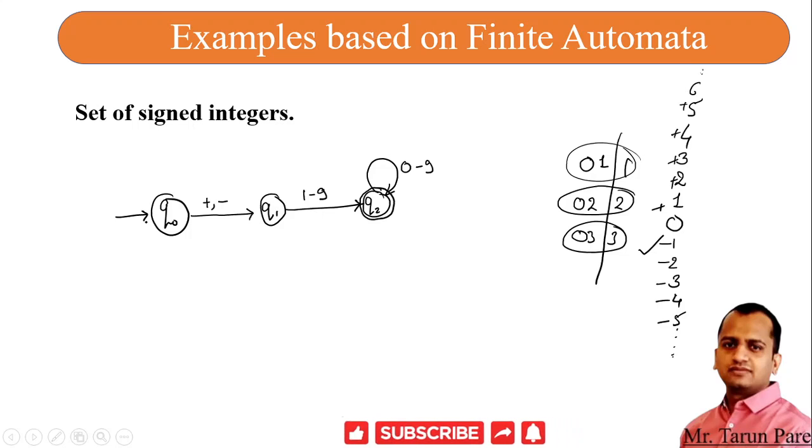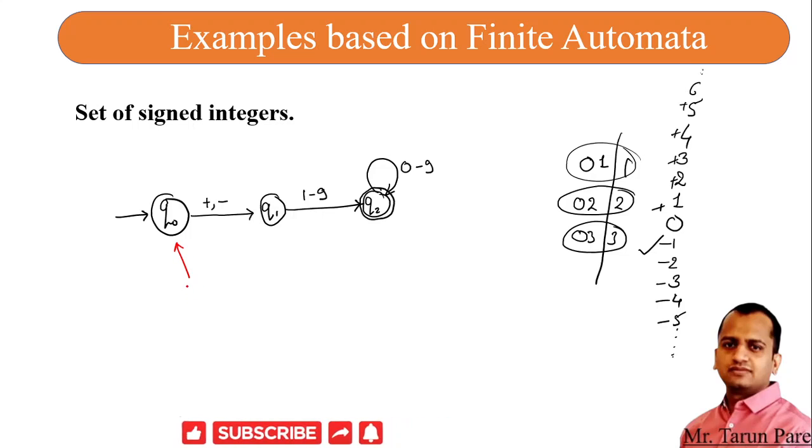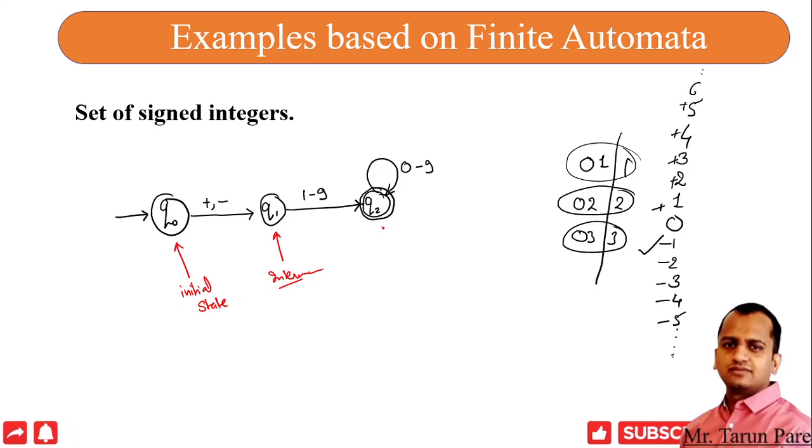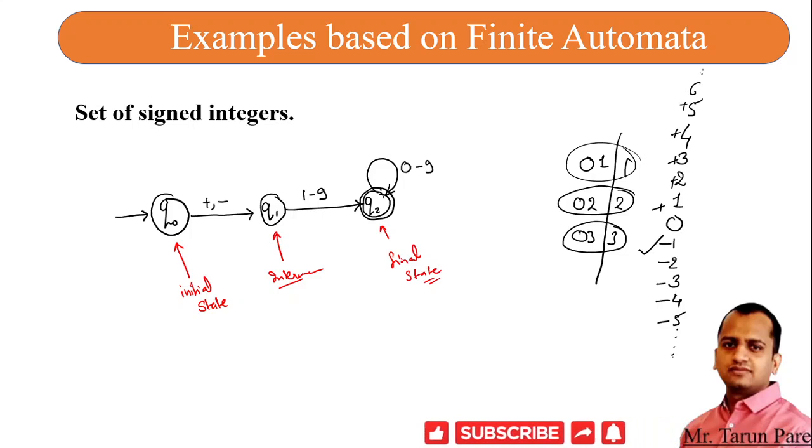So this is the example where the automata is accepting all the integers, any integer which you want to print as an output. This is the initial state, this is the intermediate state, and this is the final state. Again, in this automata there is no need of making any dead state. Okay, so these are the examples which we have covered. We will see some more examples in the next session. Thank you.